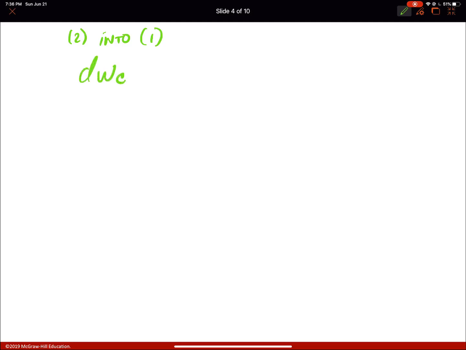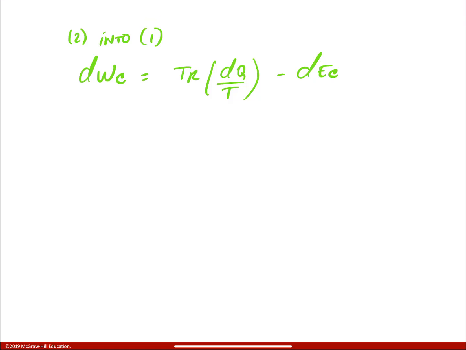Differential of work of the combined system equals dr that multiplies dq over t, minus the differential of the energy of the combined system. So what are the assumptions that I should make in order to develop this a little bit more?